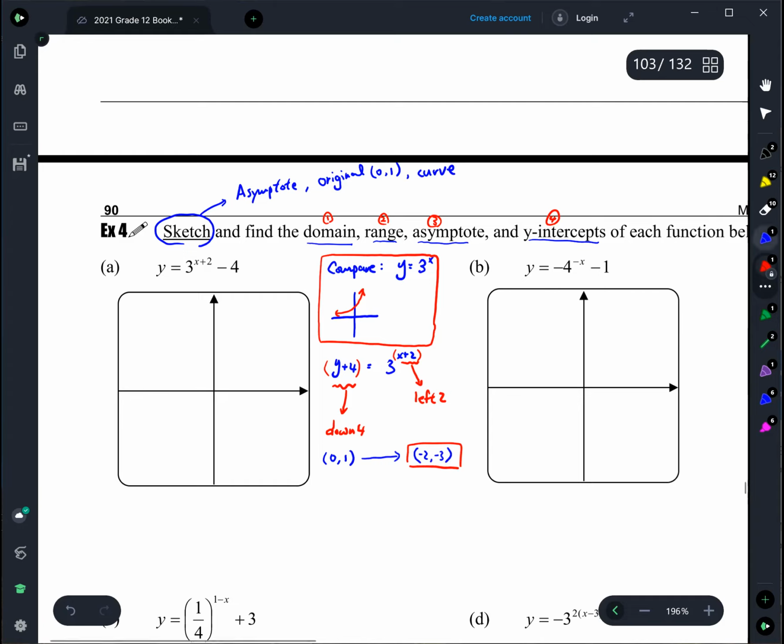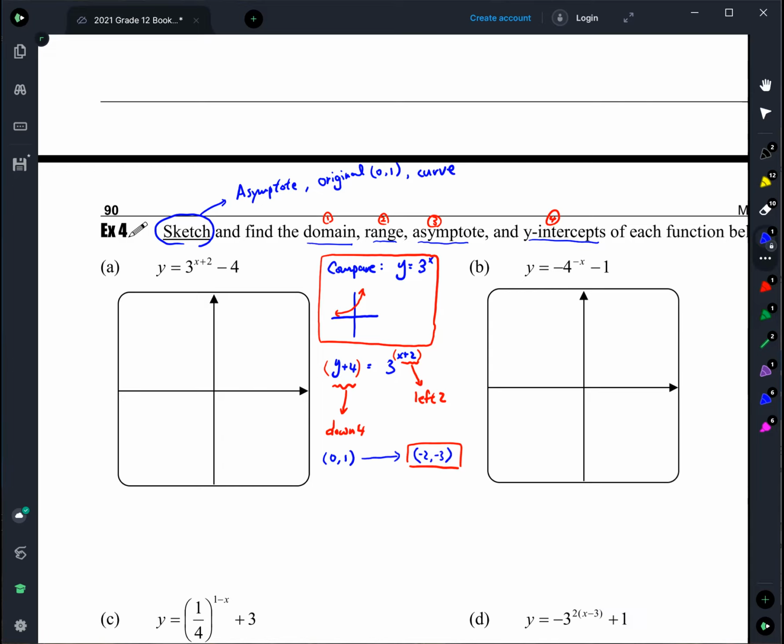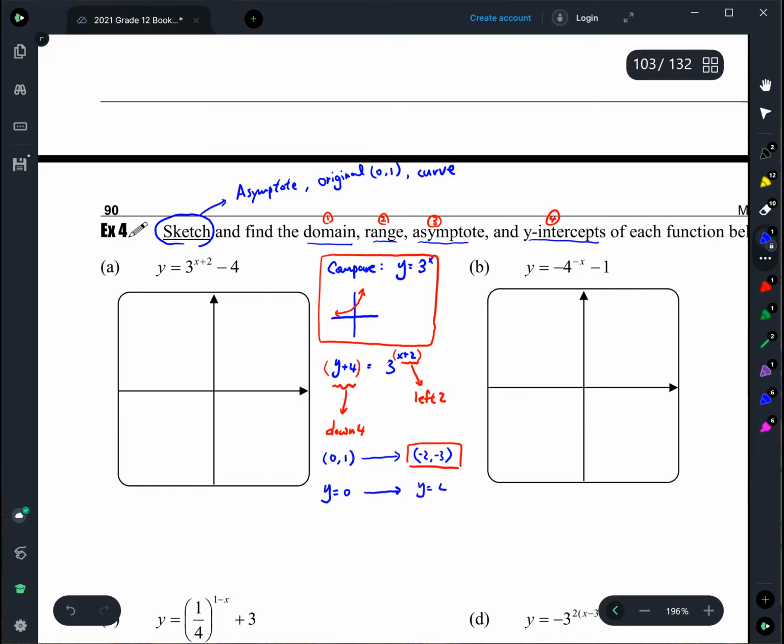Next thing is the intercept. Sorry, the asymptote. We have a y equal to 0 as our asymptote before, right? And then now we do the transformation. The thing that will affect the asymptote is the one that affects the y, right? Because y equal to 0, that's the y value, right? So we have to move it down by 4. So our new asymptote will go to y equal -4.